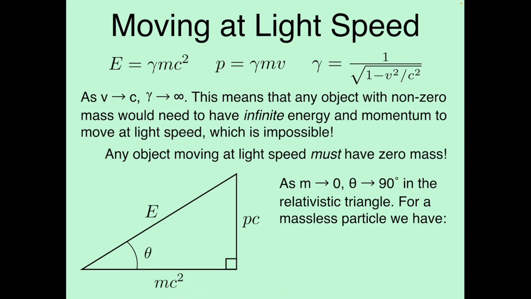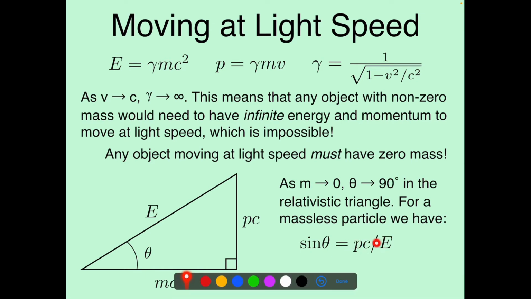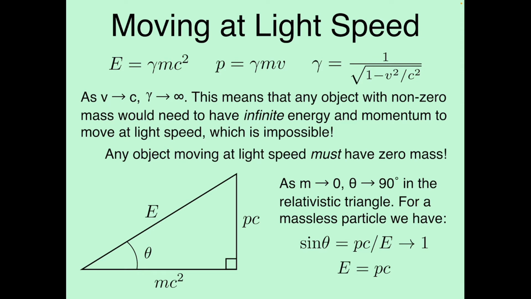So for a massless particle, something with 0 mass, here's what we have. Sine of our angle, theta, is equal to p times c, that's the opposite side, divided by E, that's the hypotenuse. But the sine of the angle theta is going to 1, sine of 90 is equal to 1, for a massless particle. So therefore, E is just equal to p times c for a particle with no mass, okay? And this, of course, would include things like photons, particles of light. The energy would be given by the momentum times c. That's for a massless particle.